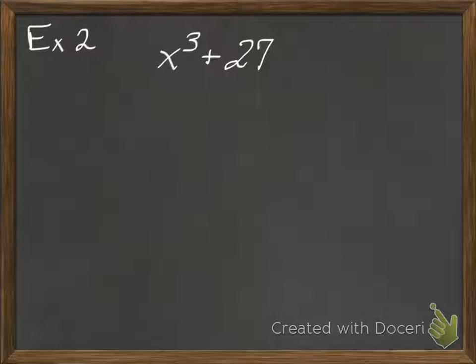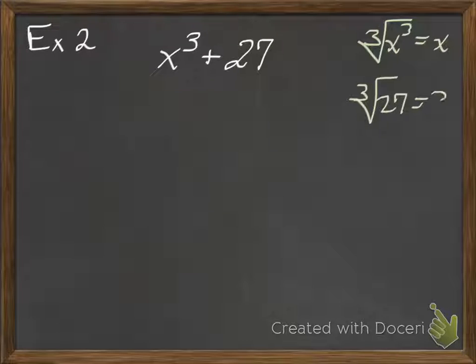Okay, so let's factor this next one. So we need it's x cubed plus 27. So we're going to take the cube root of x cubed, which gives us x. We're going to take the cube root of 27, which gives us 3. So following the same pattern we did on the last one, we're going to take this cube root of x cubed, giving us x, same sign, the cube root of 27, which gives us 3.